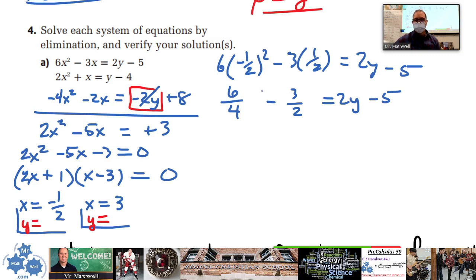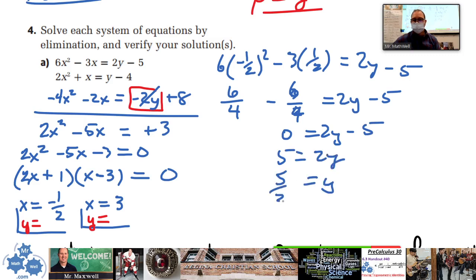And again, I'm just going to go pretty quick here. This is going to be 6 over 4. Oh, okay. So 6 over 4 minus 6 over 4. That's going to be easy. So this is going to be 0 equals 2y minus 5. 5 equals 2y. y equals 5 over 2. So it looks like x equals negative 1/2 and y equals 5 over 2 go together. Again, we're going to check this at the end, so maybe we messed up here, but let's keep going for now.